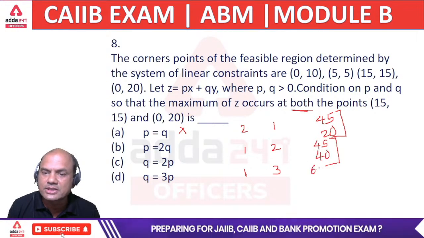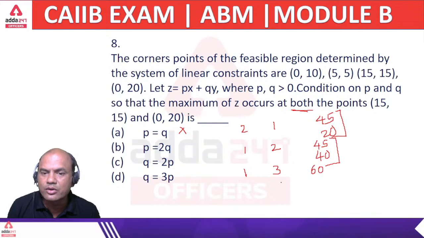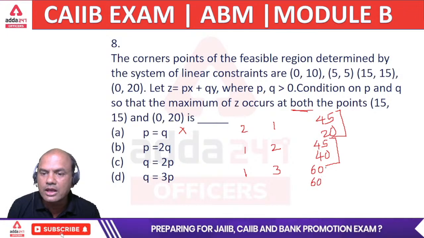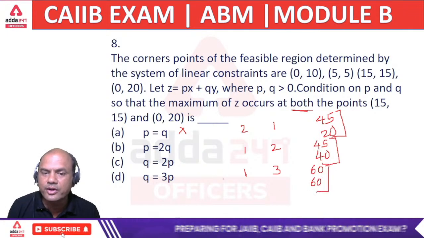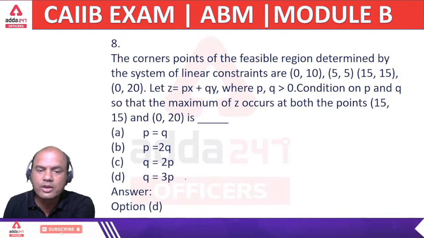60. This becomes 60. And next one is 1 into 0 plus 3 into 20. Right? 3 into 20. So that is 60. So now you are getting 60 at this point. So the answer is what? D. Correct? Q equals 3P.